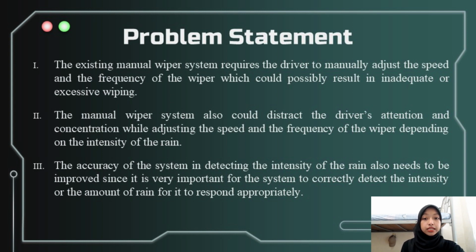The second one is that the manual wiper system could also distract the driver's attention and concentration while adjusting the speed and frequency of the wiper depending on the intensity of the rain. And the last one is that the accuracy of the system in detecting the intensity of the rain also needs to be improved, since it is very important for the system to correctly detect the intensity or amount of rain for it to respond appropriately.